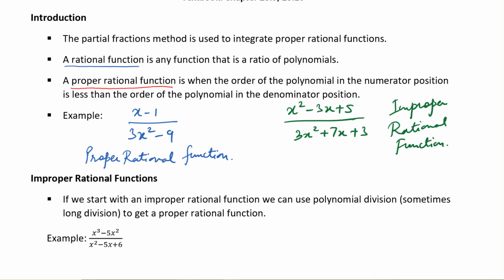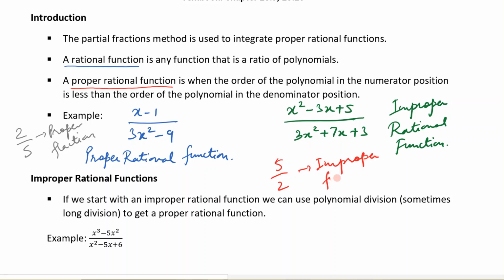You can think of this in terms of numbers. If you have 2 over 5, the numerator is less than the denominator, and we say that this is a proper fraction. But if we have something like 5 over 2, this is an improper fraction, and we can write this as a mixed number. A similar thing goes for rational functions.